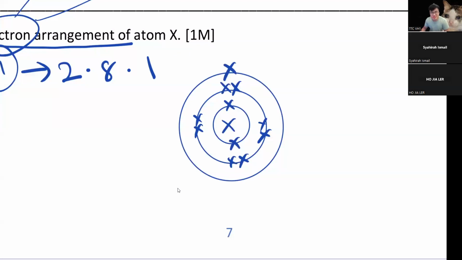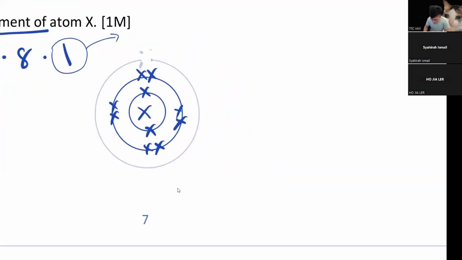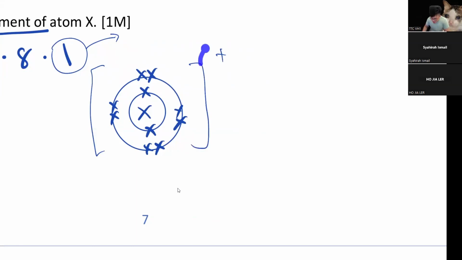No. So what will X do? If you are X, what will you do? You have 1 here. How do you make yourself stable? How do you become perfect? How do you become full? Very easy. You just take this one and throw it away. So your X ion, if I throw this away, now I become positive, because I throw one negative away. So now I'm a happy guy. Now X is happy. When X throws this one electron away, X will be happy. Now this is ion X.